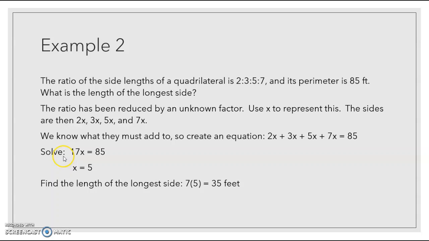Okay, so we're solving it. So I just combined my like terms, and I still have it equal to 85. And then I just divided by 17, so x is 5. Now, I'm not actually done there because they wanted the length of the longest side. So I took the number that was the biggest, the 7, and I have to multiply it by that x. So I did 7 times 5 is 35 feet. So that's how you do those questions.